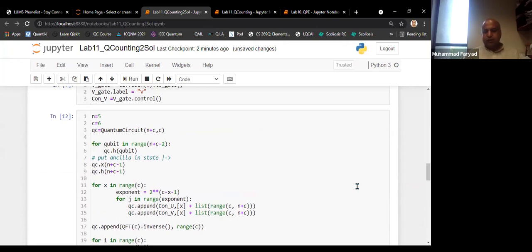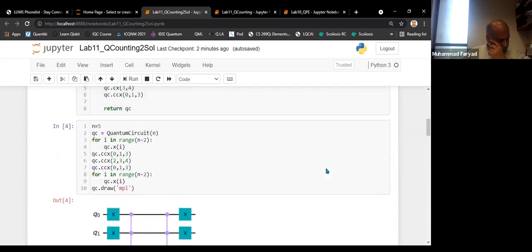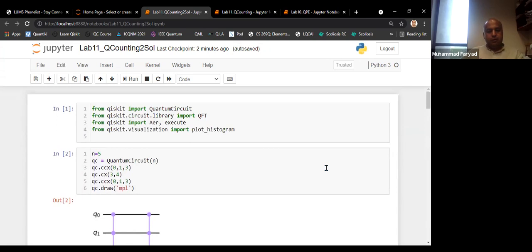Okay, so any question so far on the quantum counting algorithm? Okay, so this then concludes this quantum counting algorithm.